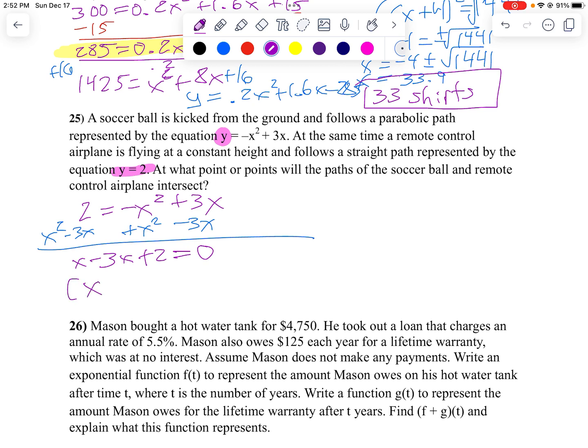Notice that factors to x minus 2 and x minus 1. The reason I chose factoring is because I had nice numbers, and it's simple to do. So x equals 2 or x equals 1. Now remember, y is always 2, so I got 2 points: (2, 2) and (1, 2). And there's your answer.